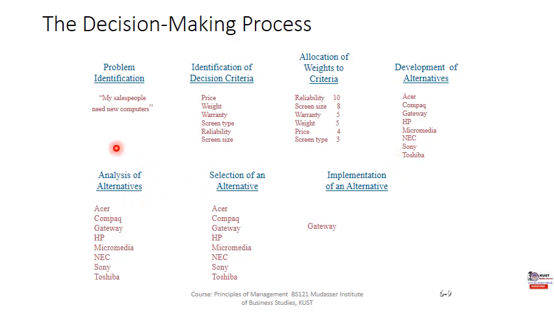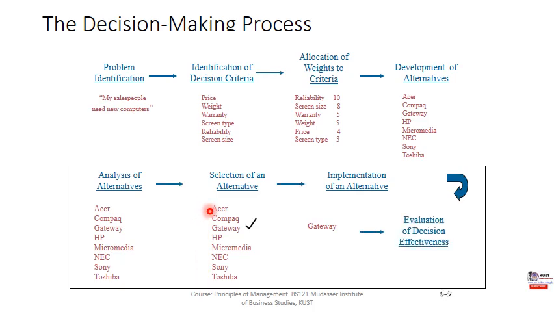Now we will try to analyze these alternatives, to see which one will suit us. So we can see that there are Acer, Compaq, Gateway, HP and so on, several computers that we should analyze. Then we will try to select the alternative from the list of alternatives given to us, and we will see which particular brand is most suitable to our criteria.